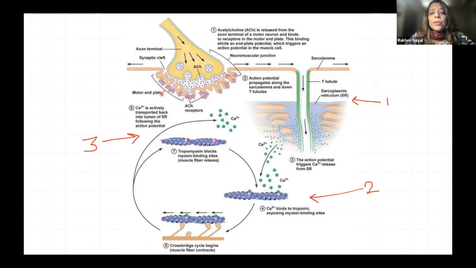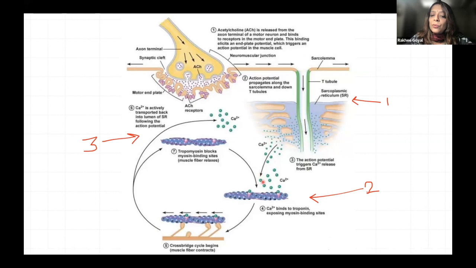Now we've talked about this part. This is the motor end plate. When the sodium channels opened, it created a transmission of the action potential. What happened here was this T-tubule in the muscle. The potential travels through the T-tubule and triggers calcium release from the sarcoplasmic reticulum of the muscle fibers.